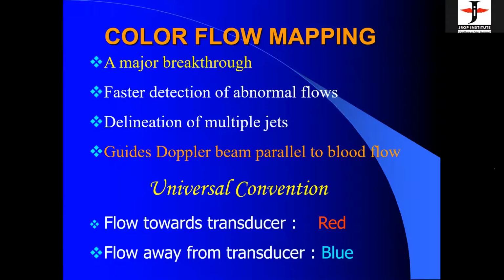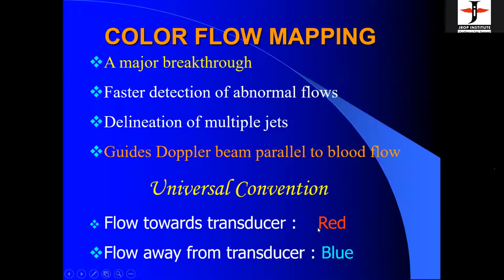When we did not have color flow mapping, we would struggle to see how we can get a good velocity. According to the universal convention, the flow towards the transducer is shown as a red color and flow away from the transducer is shown as a blue color.